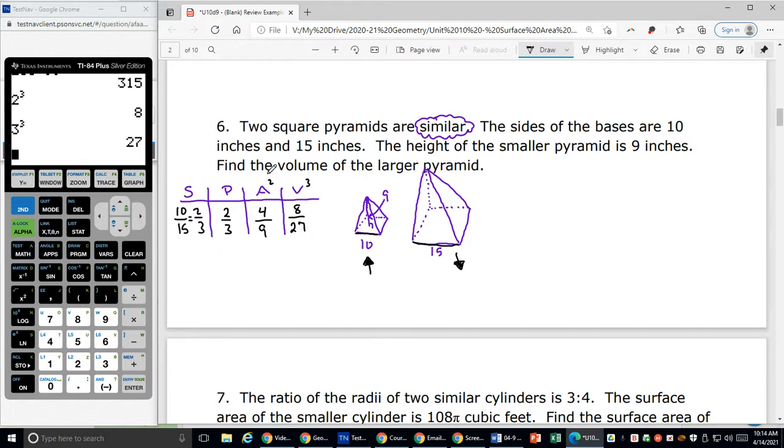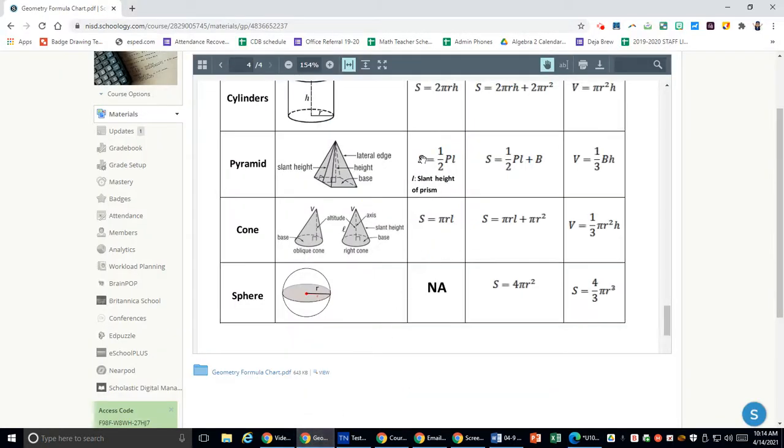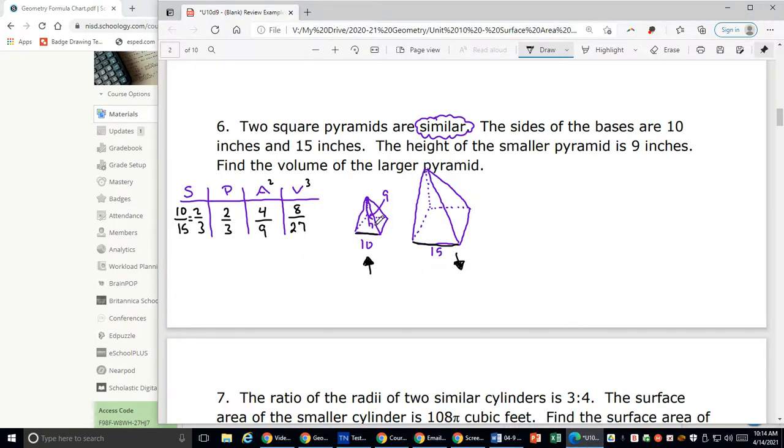Okay? Find the volume of the larger pyramid. All right, I don't have any volumes at all. If I look at my formula chart, to find volume of a pyramid, I have to do 1/3 the area of the base times the height. So if I look, I can find the area of the base for each pyramid, and I know the height for my small one, so I can find my small volume. I don't have enough information to find my large volume.